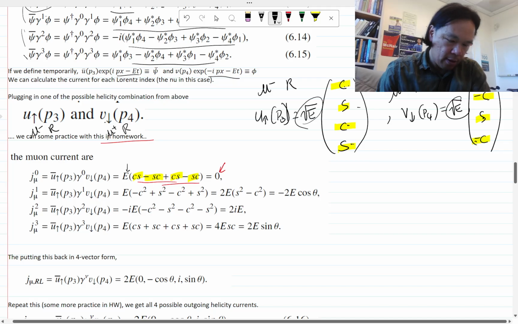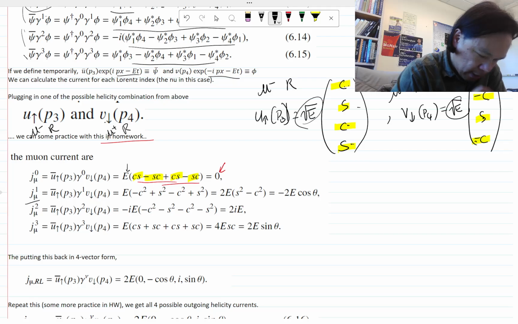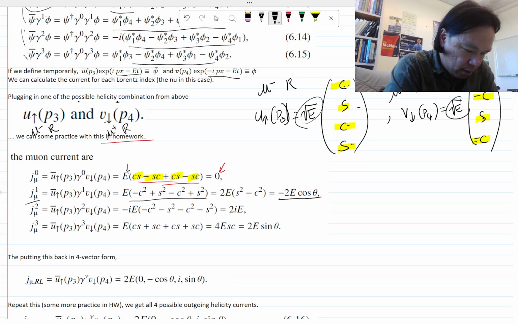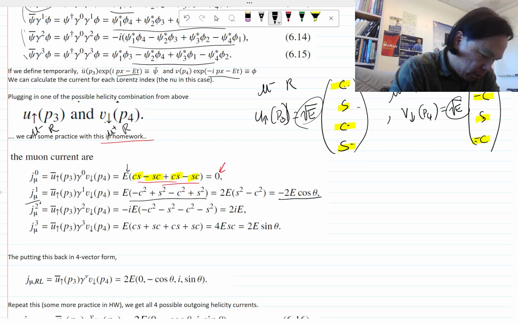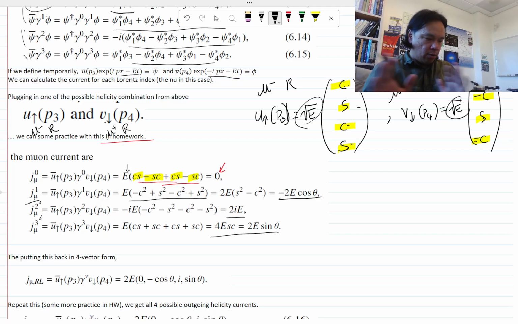Similarly, J1 is going to be this whole thing, and then you just do this multiplication here. What happens is that you end up with -2 times the energy times cosine theta. And similarly, for nu equals 2 and nu equals 3, you're going to get these factors here.